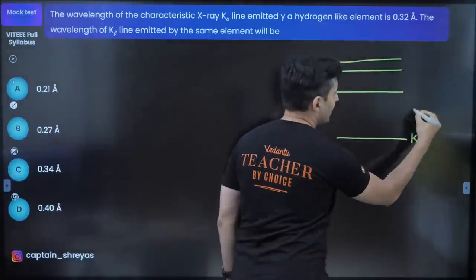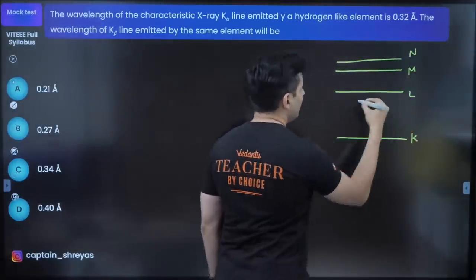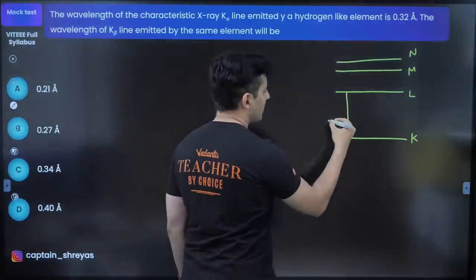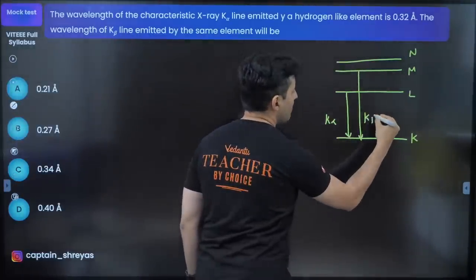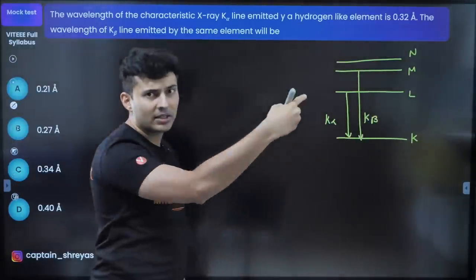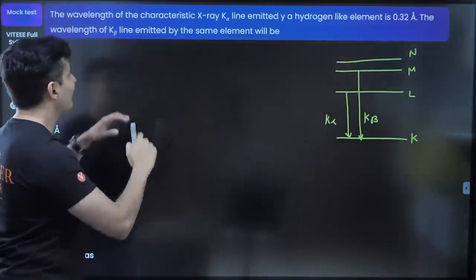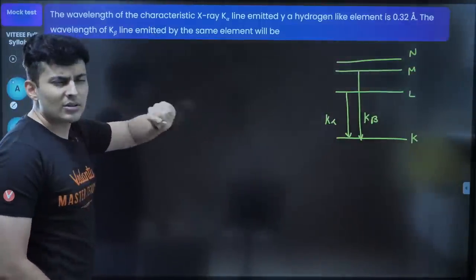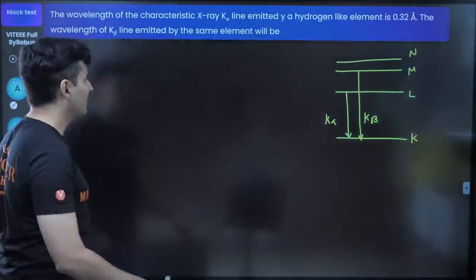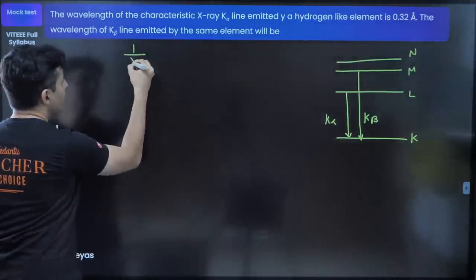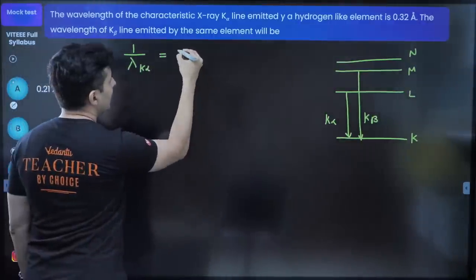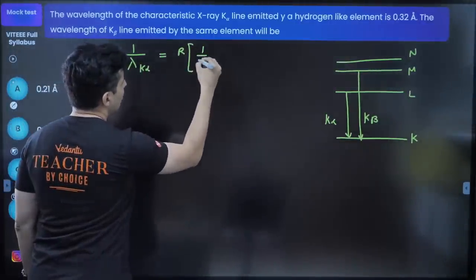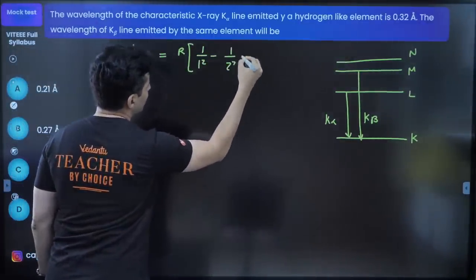So if this is the K shell, K alpha means this transition. This is called K alpha. This transition is called K beta. This is K gamma and so on and so forth. So the wavelength of the other line is asked. So I think I will use the Rydberg formula, as simple as that. So 1 upon lambda of that K alpha line will be nothing but Rydberg's constant times 1 by 1 square minus 1 by 2 square.